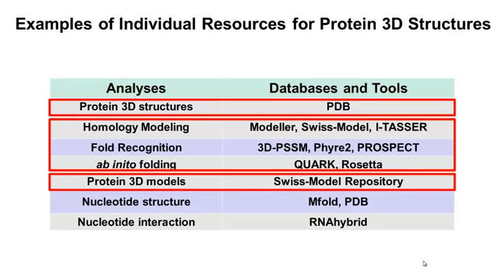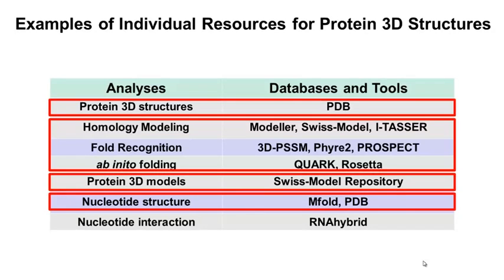Because protein structure prediction can be very computationally intensive, some bioinformatics groups have built predictive models of newly determined protein sequences and make the results freely available on the web. A good example is the Swiss Model repository, which is a database of homology models built by Swiss Model software for human and a number of model organisms.